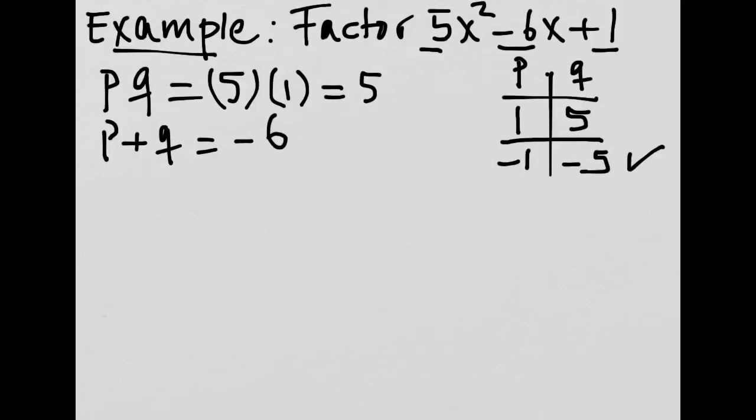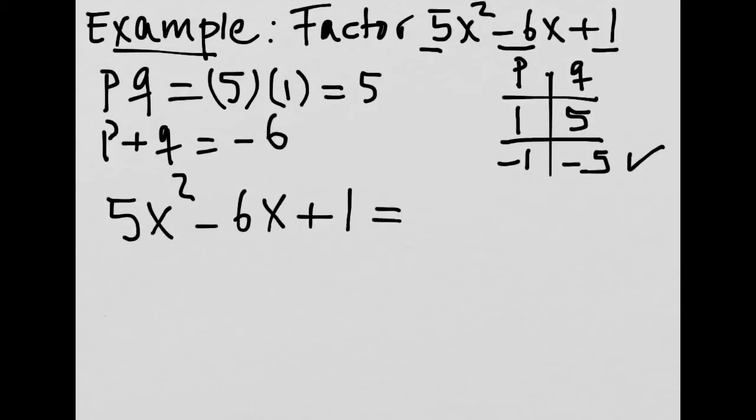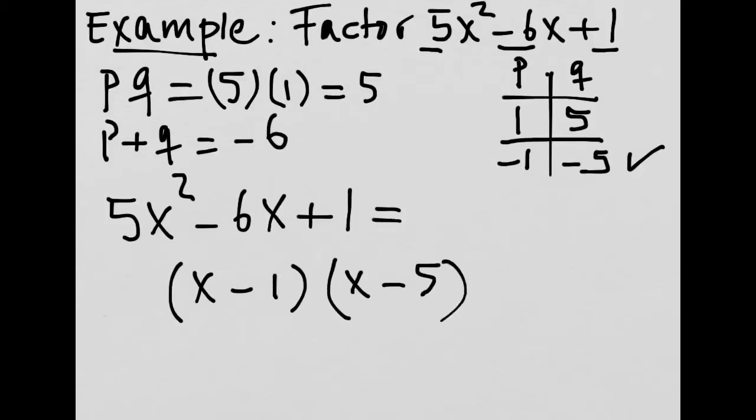With that said, now we have 5x squared minus 6x plus 1 can be factored as x minus 1, x minus 5. Notice minus 1 is p, minus 5 is q. And to make sure we have the correct factorization, meaning if we expand x minus 1, x minus 5, we wouldn't recover back 5x squared minus 6x plus 1.